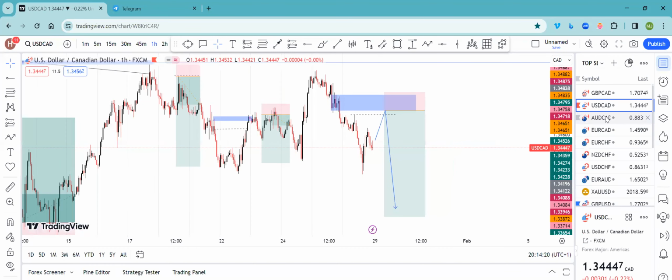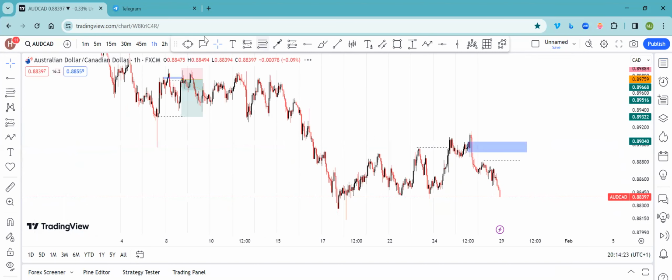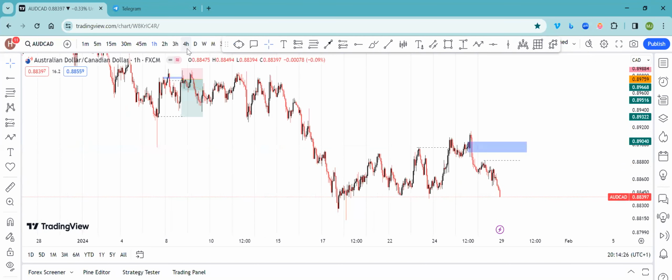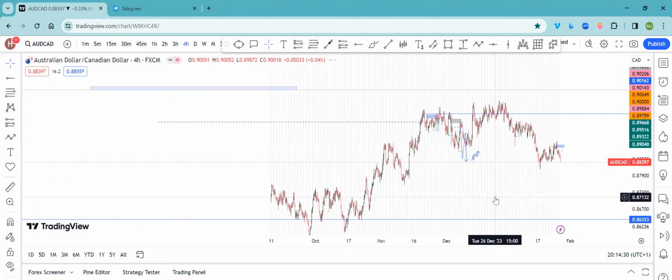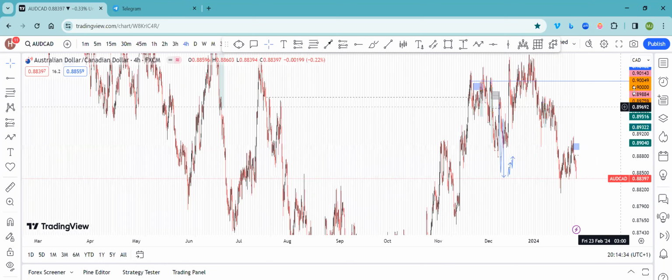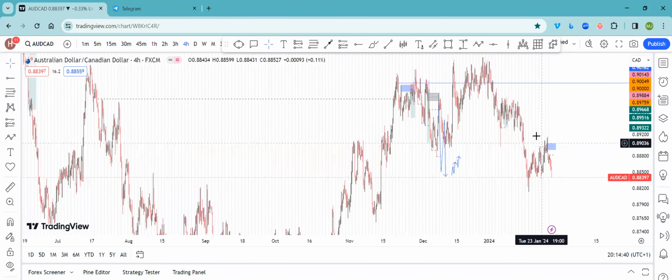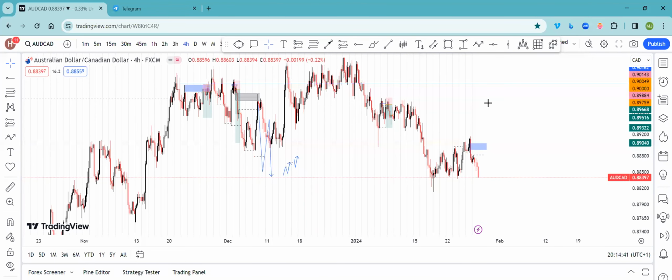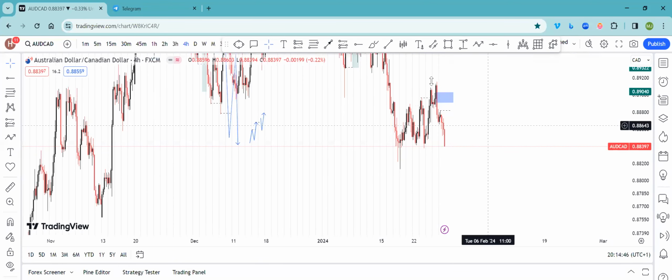So AUD CAD as well, the same thing. If you look at AUD CAD overall direction, let's look at the 4 hours. You see AUD CAD, there's no doubt about it, we are bearish already. Look at the way the market is pushing to the downside. So we are bearish on AUD CAD. Now, with the way the market is doing, AUD CAD is giving us that bearish continuation to the downside.